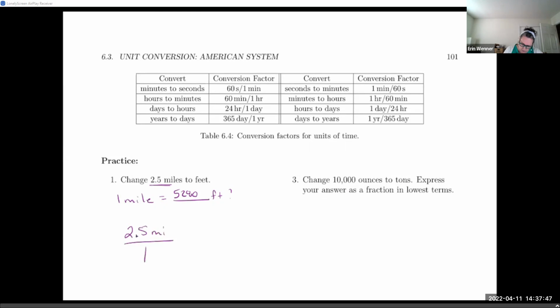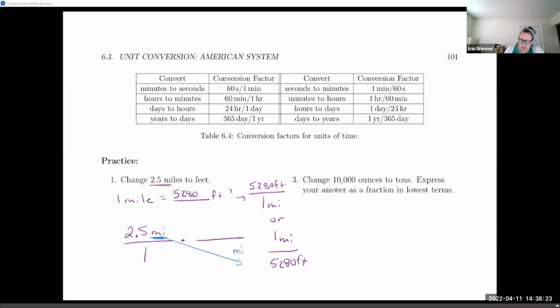I'm going to write that over 1. So I have 2.5 miles over 1. And I want to multiply it by my conversion factor. My conversion factor is 5,280 feet is to 1 mile, or I can write it as 1 mile is to 5,280 feet. So I have to choose which one do I want to use. Well, when we're trying to convert our units, we want our unit of measure that we are canceling to be diagonal. So if I have miles in the numerator, I need to have miles in the denominator.